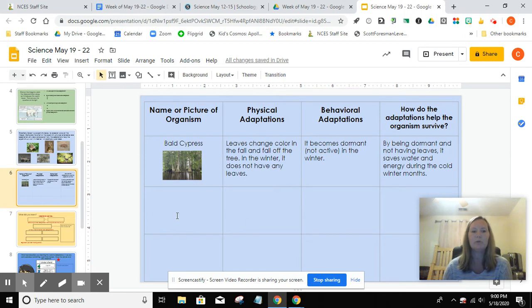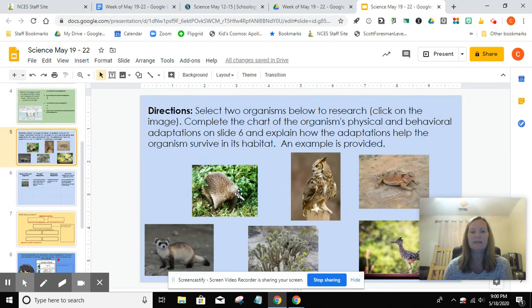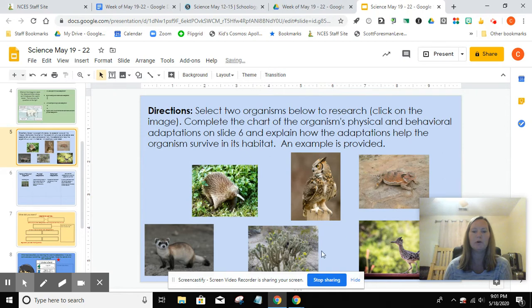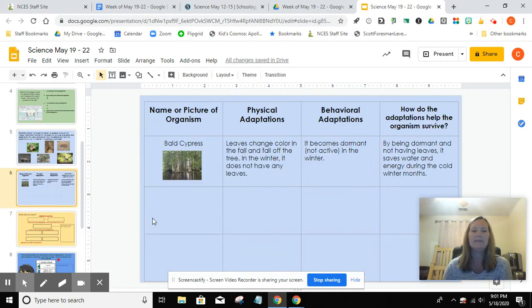And what you could do for the example, if you want, you can just copy and paste the picture into the spots here. Okay. So again, you're just going to be choosing 2 more. We've already done one for you. So choose 2 of these that interest you. And then you need to tell us about their behavioral adaptations, and how do the adaptations help the organism survive.